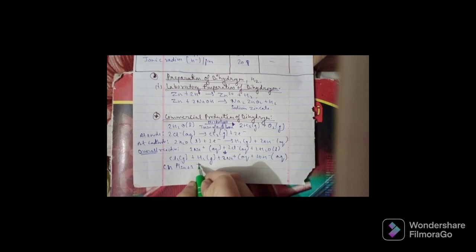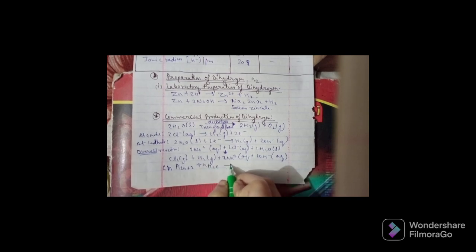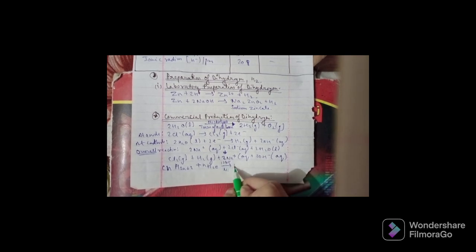Now the reaction of steam with hydrocarbons or coke at high temperatures in the presence of catalysts yields hydrogen, where it forms CnH2n+2 plus nH2O, which gives, at 1270 Kelvin with nickel, nCO plus (2n+1)H2.